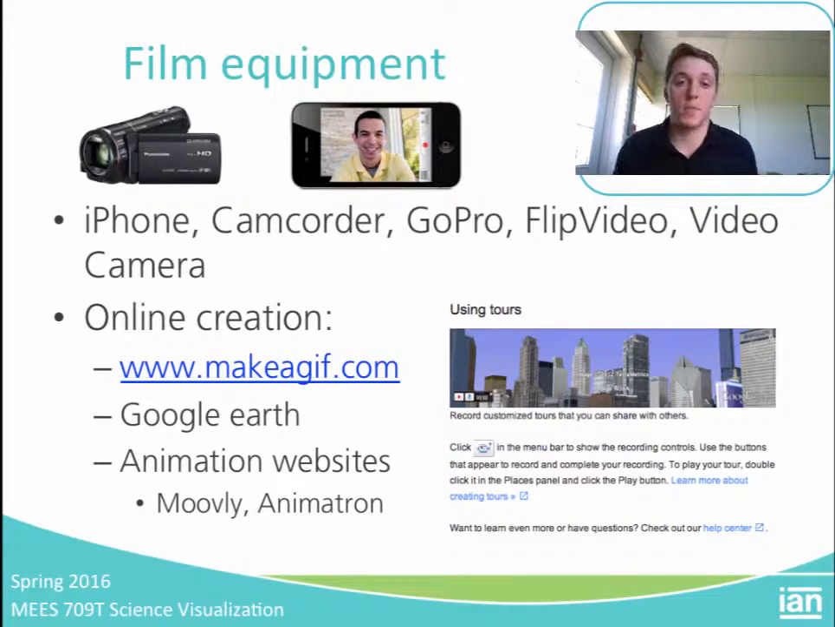Like you can go to makeagif.com and string photos together. You can use MakeAGIF to take videos off of YouTube and to split them into little 10-second clips that you could include in your presentations. You can use Google Earth tours to capture site tours, and then there are also animation websites like Moovly and Animatron that allow you to pull in pictures and animate them and move around the screen to different pictures that will allow you to explain a process. You can even add your own drawn photos to those animation websites, which is pretty cool.